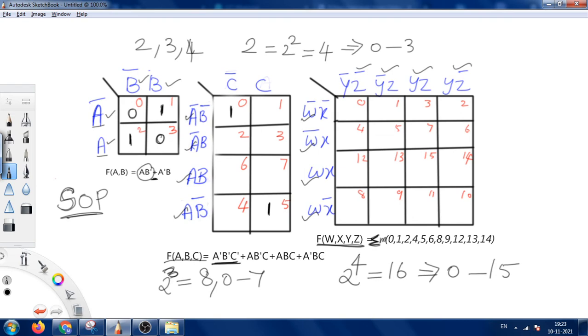And then A, B, C. Where is A, B, C? A, B is here and C is here. So this is the intersection of the A, B and C column. We have one more term, A bar, B, C. So where is A bar, B? A bar, B is here, C is here. So you have to fill this value.